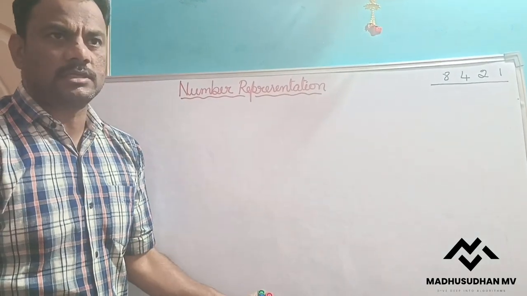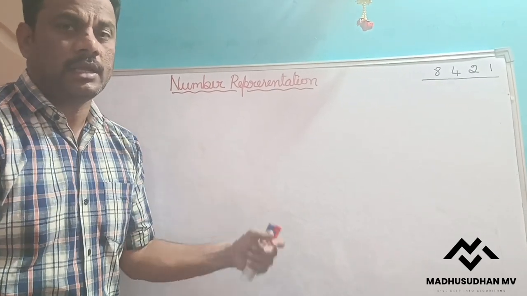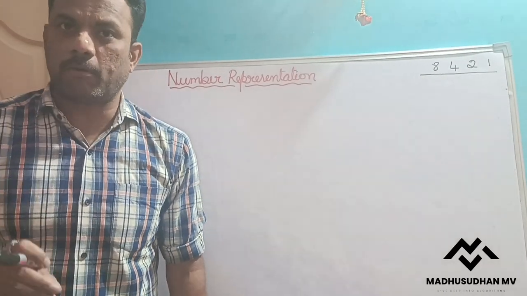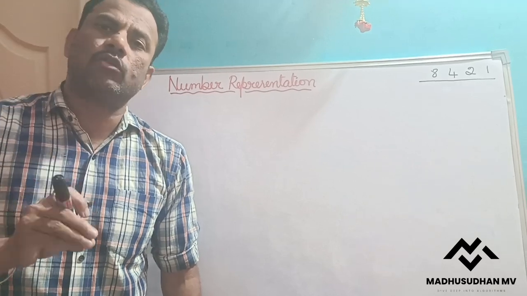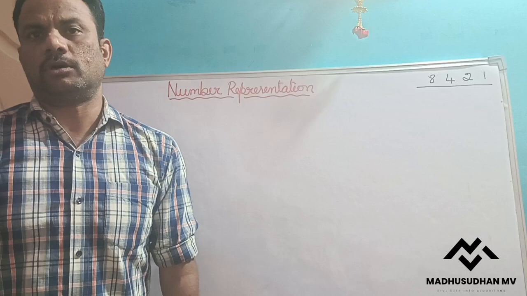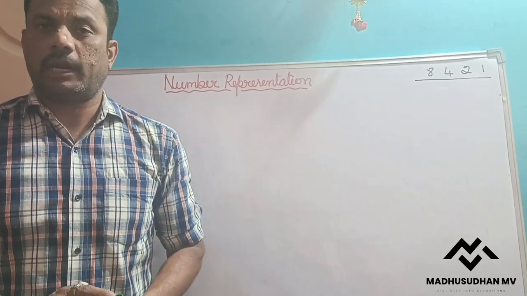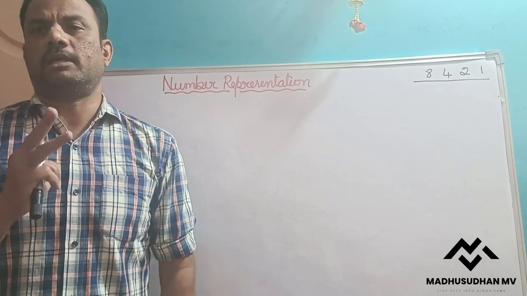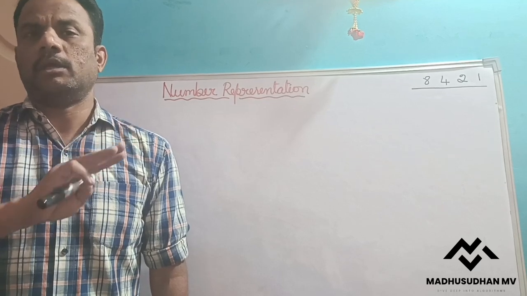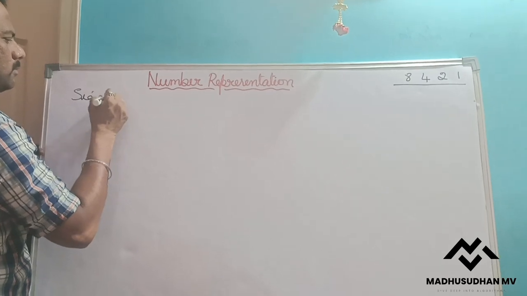Whatever method we just now discussed for converting decimal into binary is applicable only for positive numbers. But in our daily life, are we using only positive numbers? No, we are using negative numbers also. So how to convert negative decimal numbers into binary numbers? There is no such direct method to represent negative numbers, but we have three methods to convert negative decimal numbers into binary numbers.